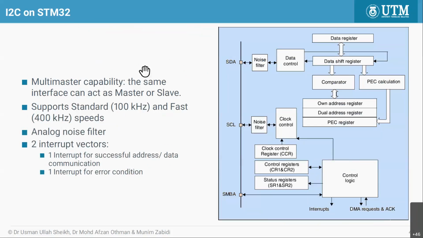I2C on STM. This is the block diagram of what's inside the I2C block in STM. So we have SDA, SCL, then the first stage in front is a noise filter, and then of course the shift register, because this is serial data transmission. You have to convert serial to parallel, parallel to serial. And there's a control logic there and so on.